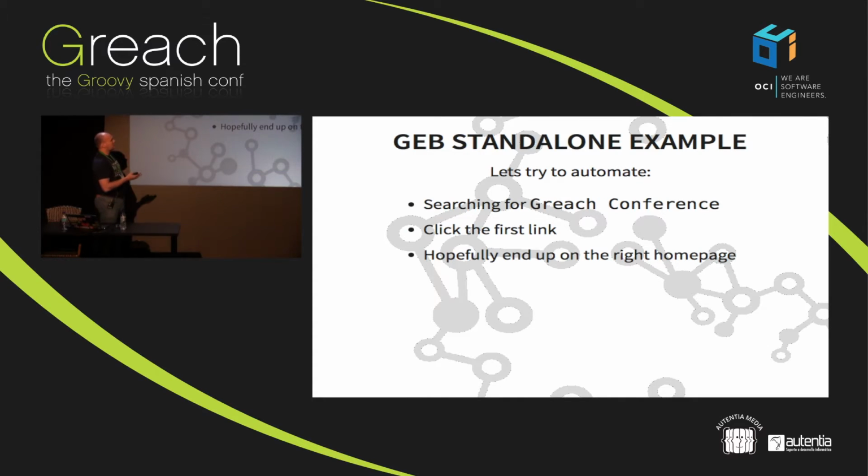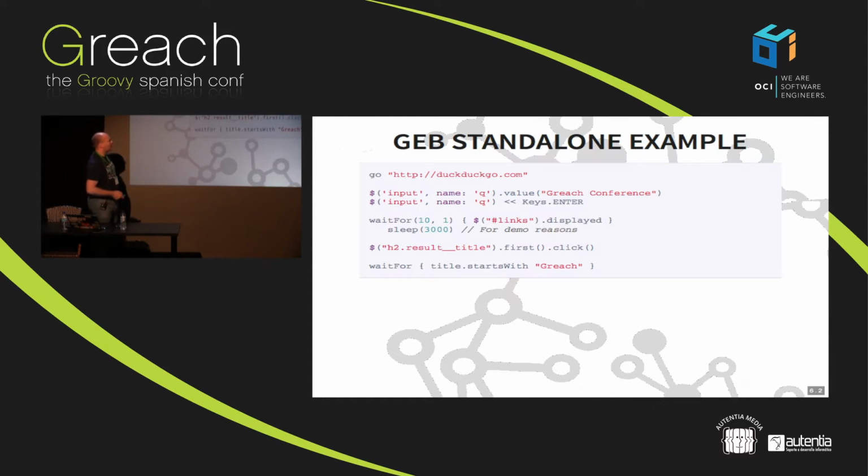So let's try to automate going to a web search engine, search for a Greach conference, click the first link, and hopefully end up on the right home page. So we could do something like this. Go to duckduckgo.com. In the input field, push in Greach conference, type the enter key, wait for links to be displayed.